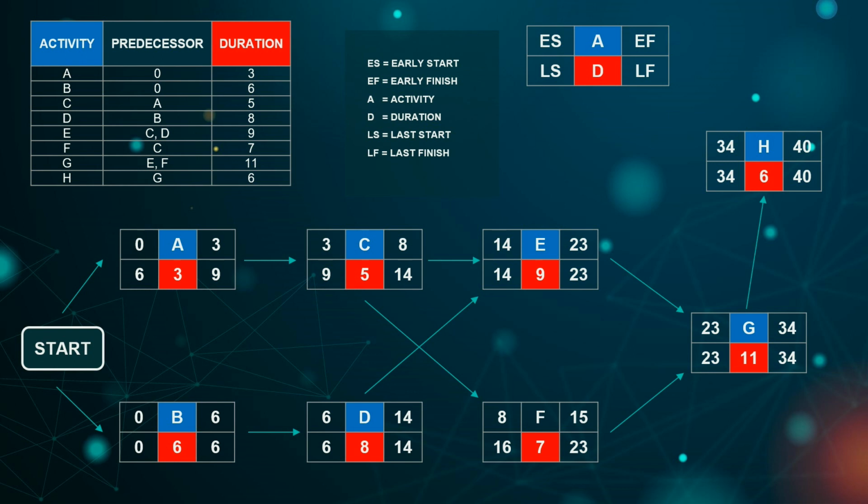Since activity C is the only activity that acts as two predecessors, the LF for activity C is 14. This is because we take the lowest LS between activity E and F. After that, we will have a complete CPM diagram.